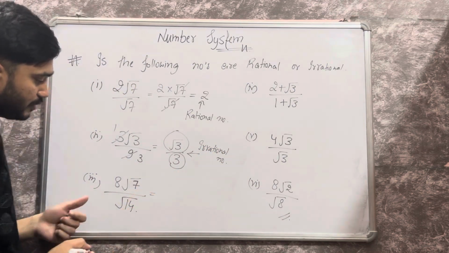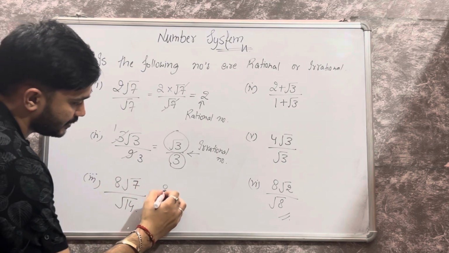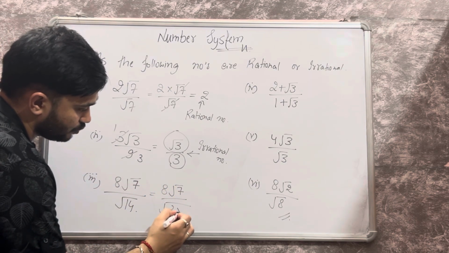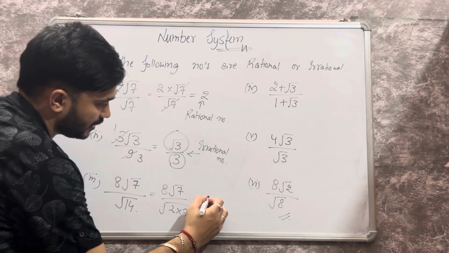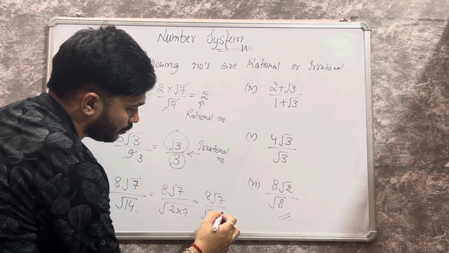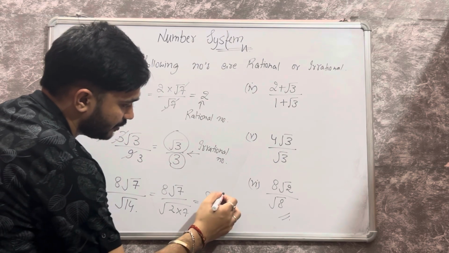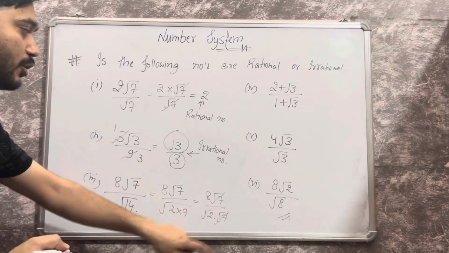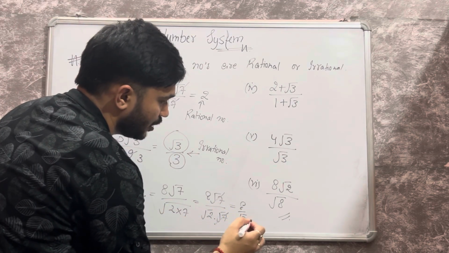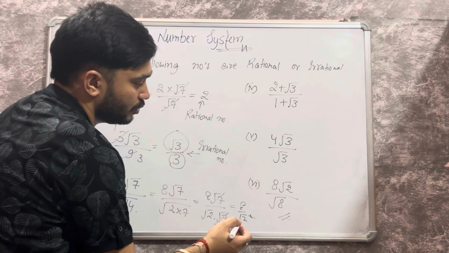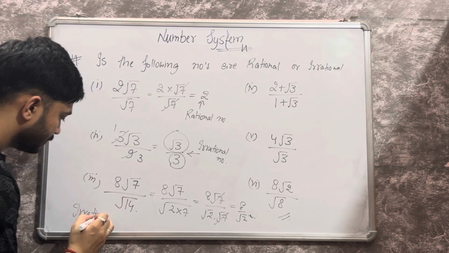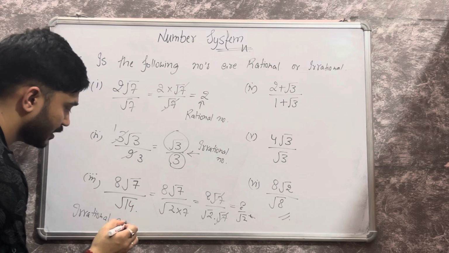Now moving forward, this is 8 under root 7. We can write this 14 as 2 multiplied by 7. You will get 8 under root 7 divided by under root 2 into under root 7. Under root 7 and under root 7 are going to be cut out, and you are going to be left with 8 under root 2. 8 is rational here, but under root 2 is irrational. So this number is an irrational number. Any doubt?